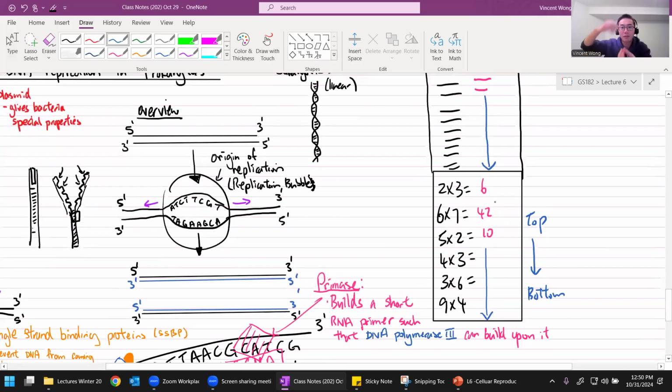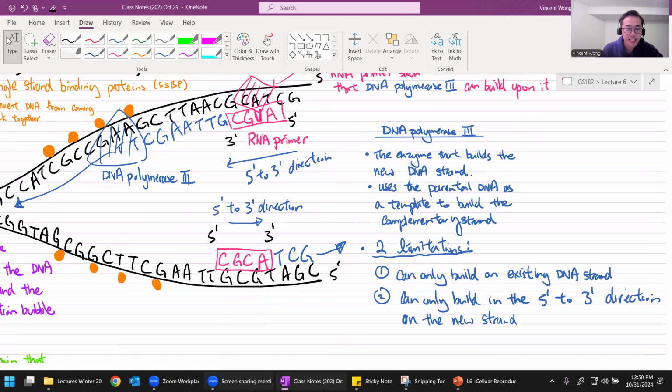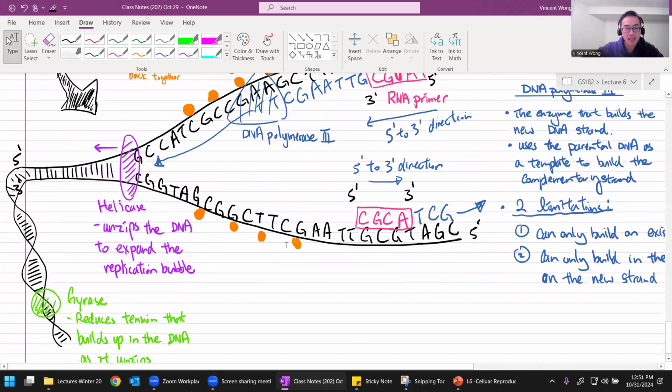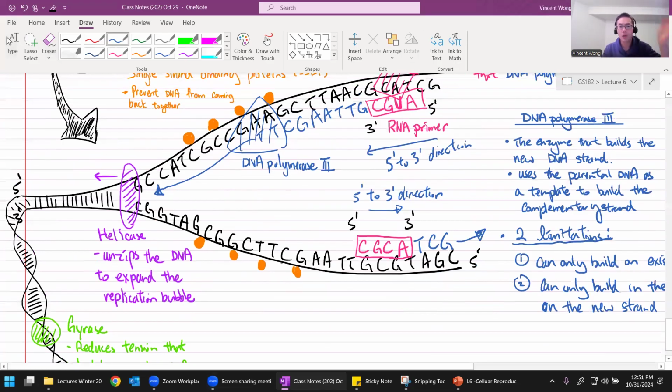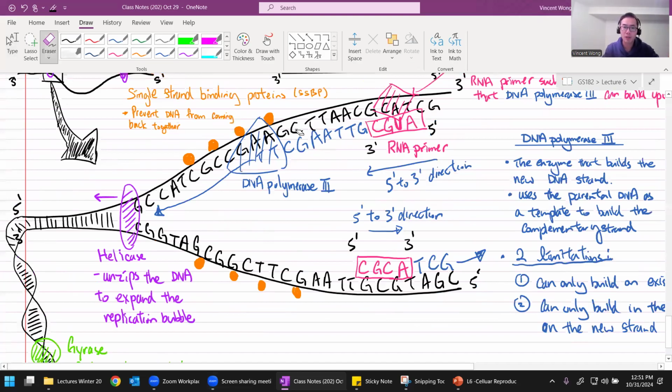So that happens every time we review more questions that are beforehand, right? And in the same sense, as helicase unzips the DNA as it reveals more nucleotides, it's not going to be a problem for the top strand because it would just keep on going into it, right?